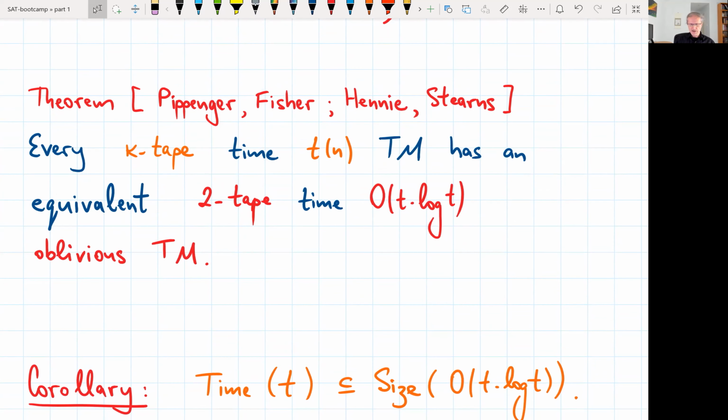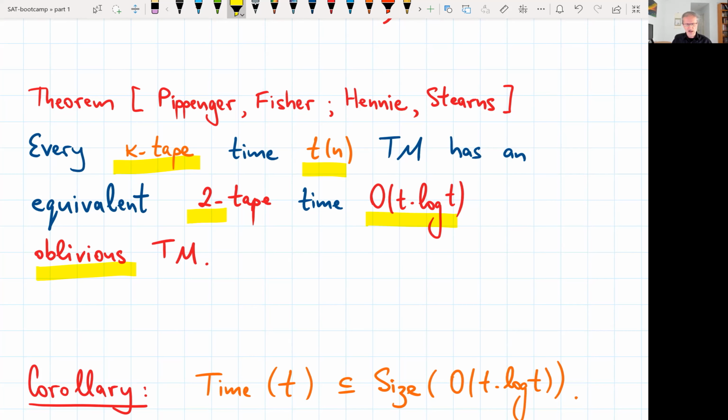More precisely, they show that if you start with any Turing machine that runs in time T of n, and the Turing machine may have some constant number K of tapes, 2, 3, 5, there is an equivalent Turing machine that only has 2 tapes, and the running time of the new equivalent machine is T log T, and the new machine is an oblivious one. So its trajectories of tape head positions are independent of the particular inputs and only a function of the input length. Okay, so this is an amazing result.